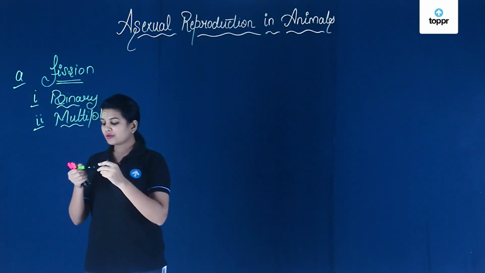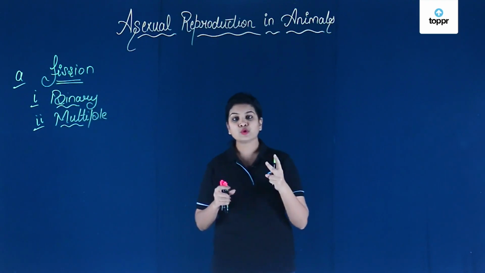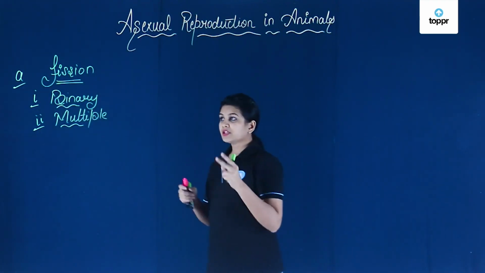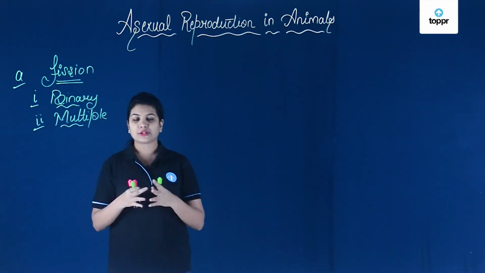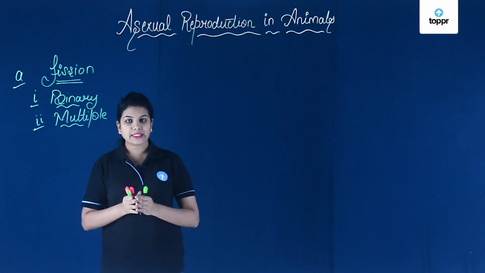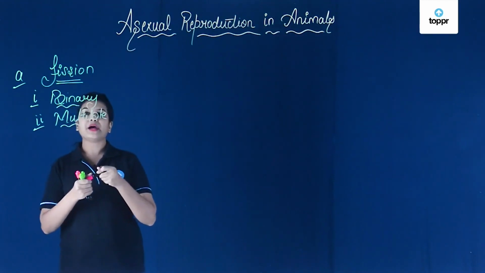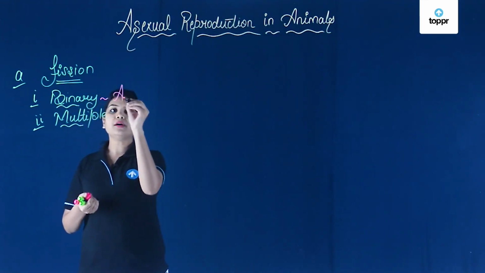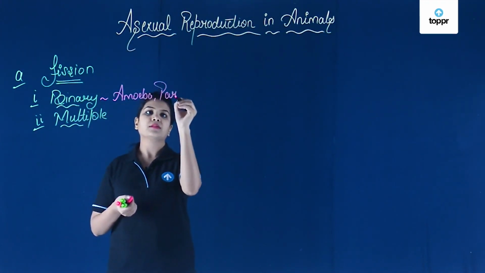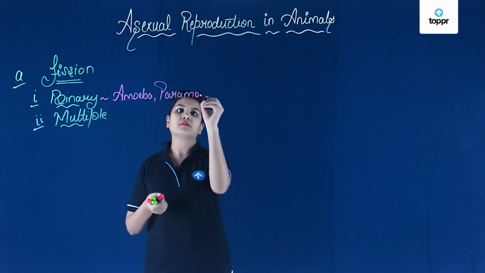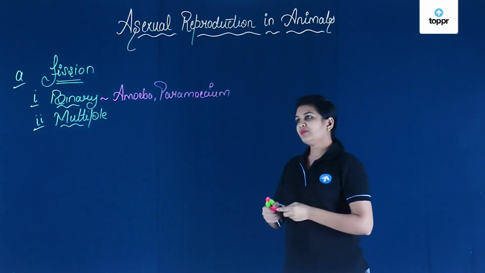Okay, so what is the meaning of these two and how do they differ from each other? Let's find out. In binary fission, as the name suggests, a single cell breaks down to form two daughter cells. Only two daughter cells. So a single cell will divide to form two daughter cells. These two daughter cells will be identical to themselves and to their parent cell. Now the most common example of binary fission is amoeba and the second one is paramecium.